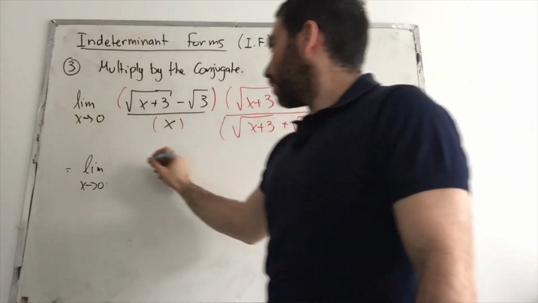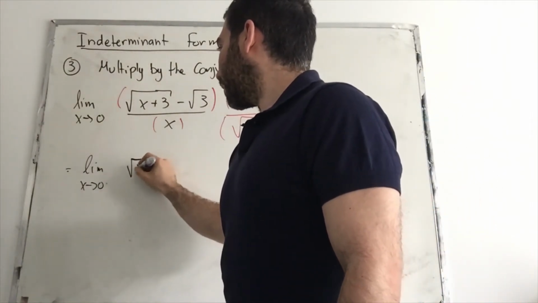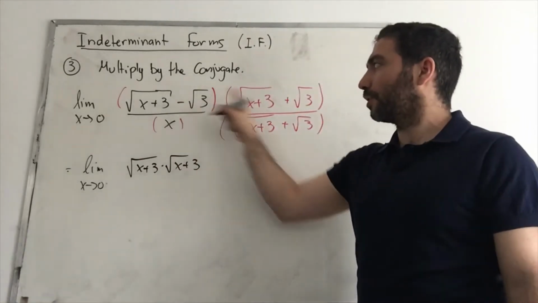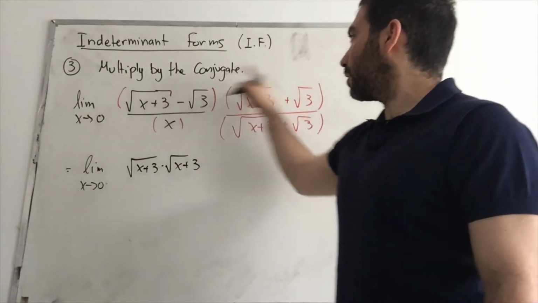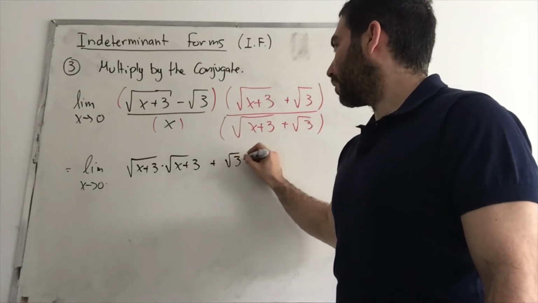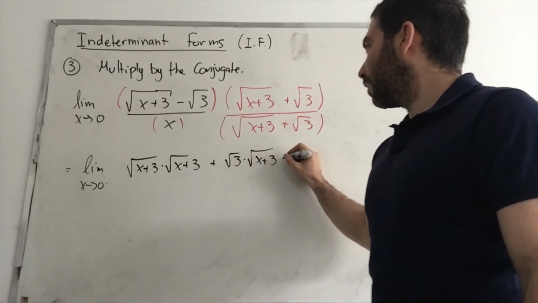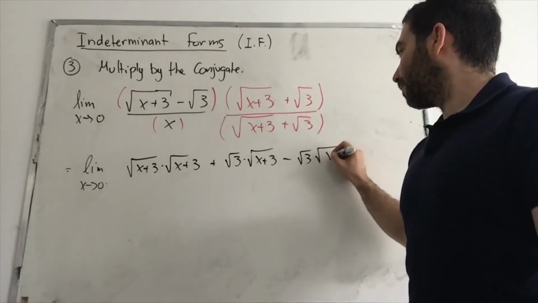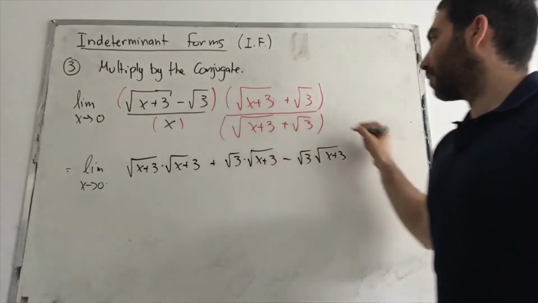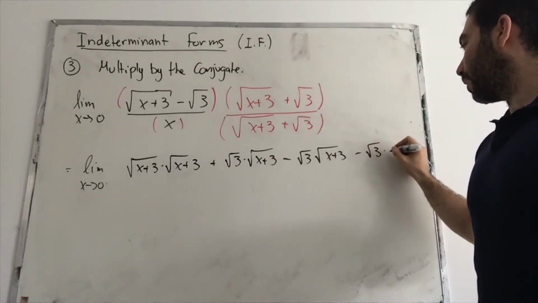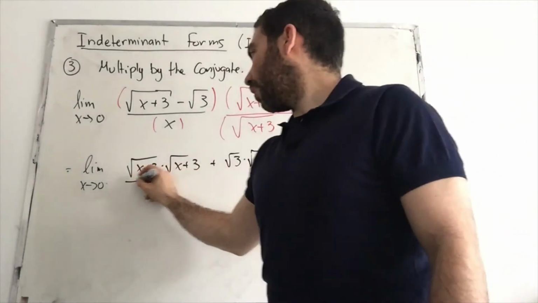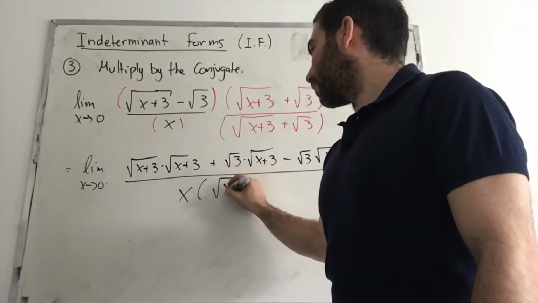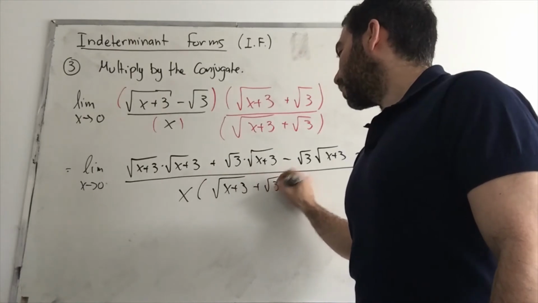Distributing the first term, I'm just going to write it quickly. We have square root of x plus 3 times square root of x plus 3. I'm going to write it all out. You don't have to do it this way. I'm just going to show you for the first time. This times this. Next it's plus square root of 3 times square root of x plus 3. Then minus square root of 3 times square root of x plus 3. And then lastly minus square root of 3 times square root of 3. All this over, I'm going to leave the x times square root of x plus 3 plus square root of 3. We're going to leave it in this form.